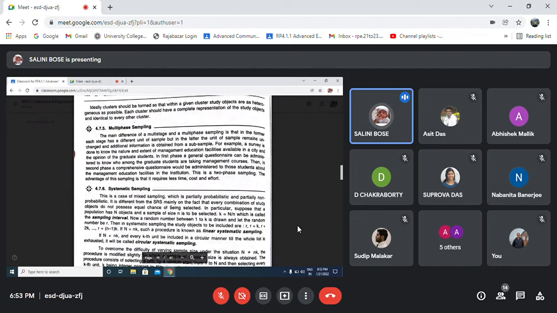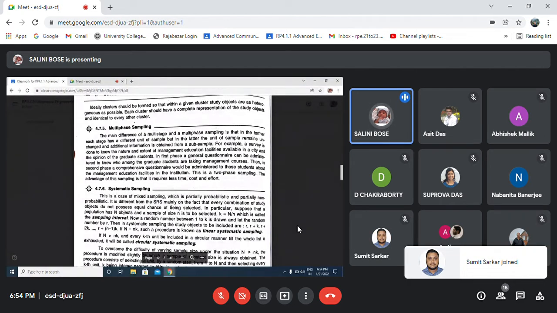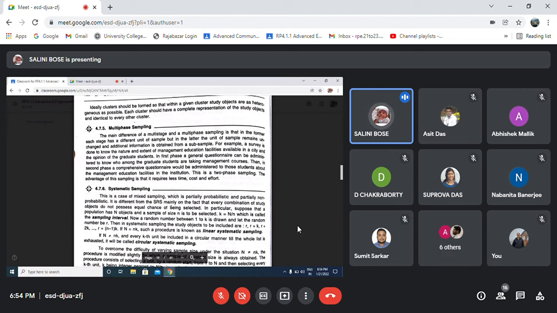The next sampling is multi-phase sampling. We have studied multi-stage sampling. In multi-stage sampling, we take the sample in several different stages. But in multi-phase sampling, we cannot know much about the population. That is the difference between multi-phase and multi-stage.